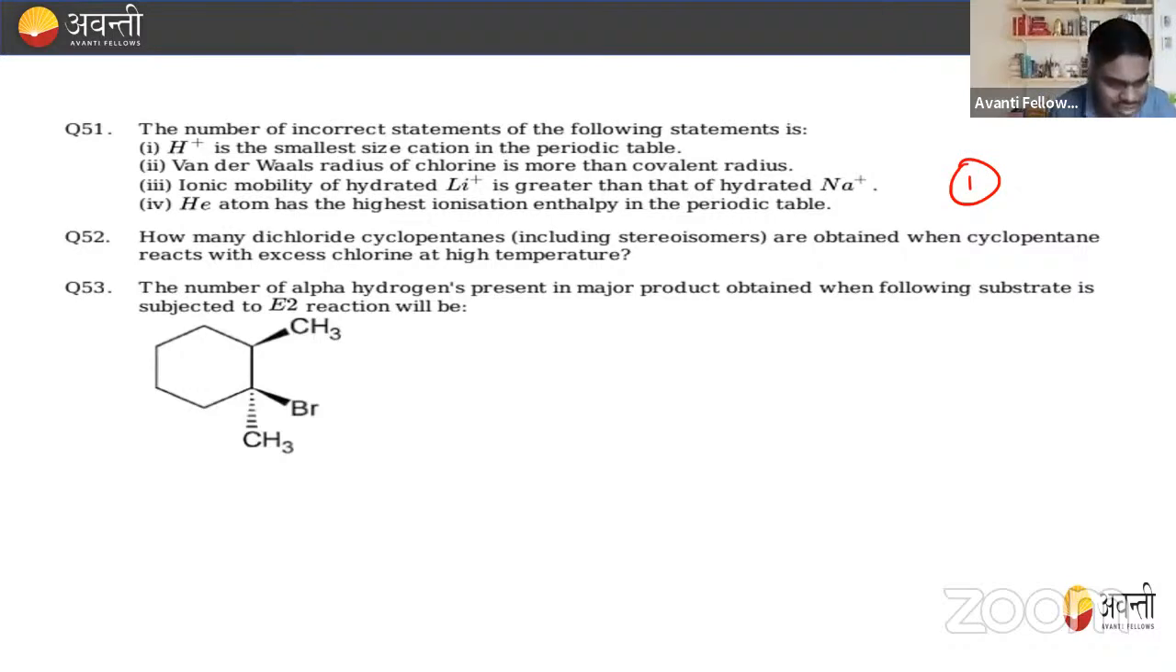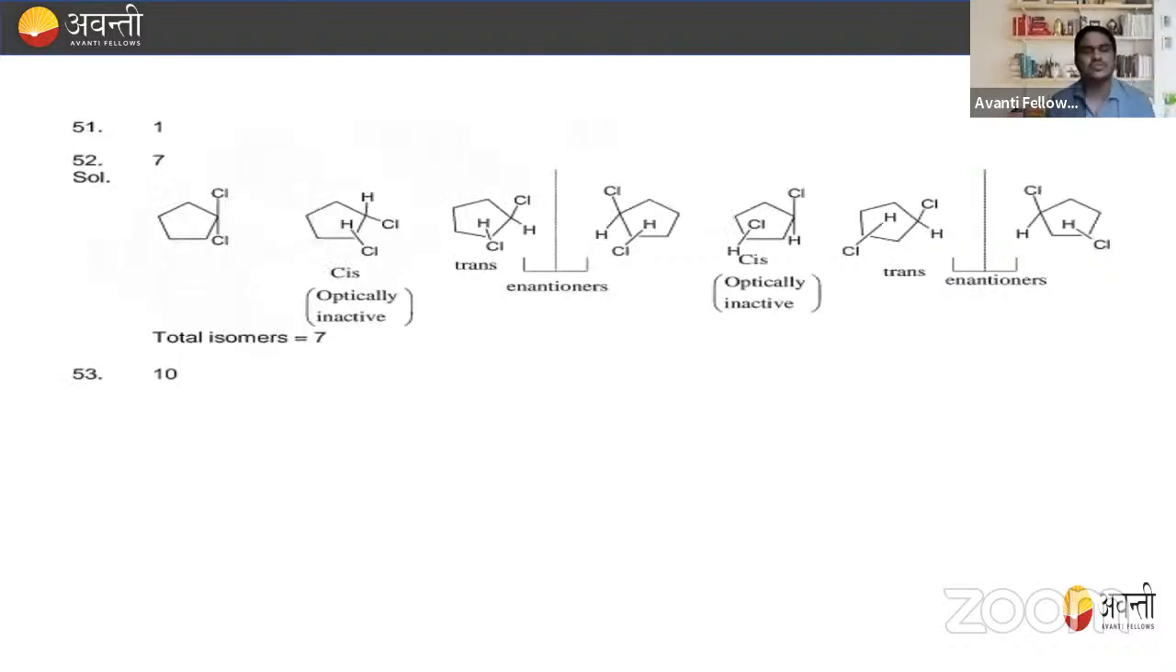Now move to the next question, and this one is going to be very, very important. That is, how many dichloride cyclopentanes, including stereoisomers, are obtained when cyclopentane reacts with excess chlorine at high temperature, right? Okay, so you have to calculate this value. So let's see the solution for this question, right?